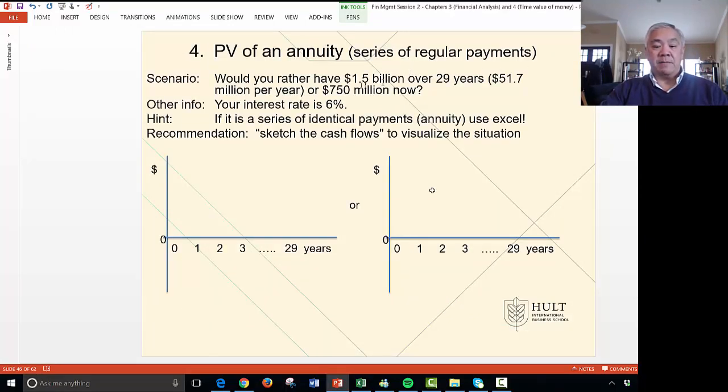All right, so next scenario is PV and annuity. So would you rather have $1.5 billion over 29 years, which is the equivalent of 51.7 million, or I guess it's a different number, or $750 million today? So we actually have a choice. So that's why there are two sketches here, two graphs.